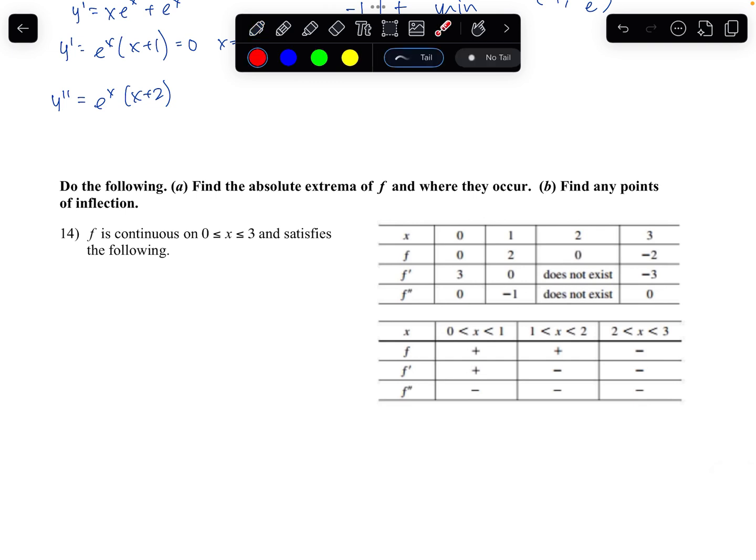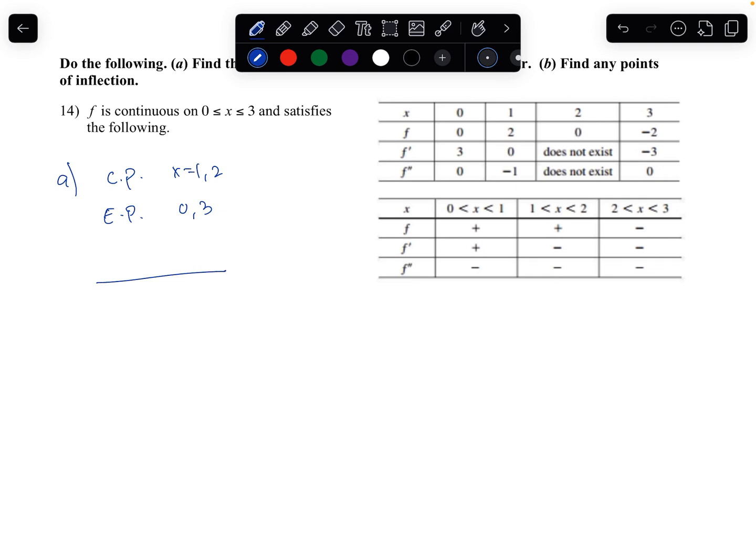Let's check this one out right here. Do the following. A, find the absolute extrema of f and where they occur. So that's the candidates test. For A, let's first find critical points. Critical points are going to be where the first derivative is 0 or does not exist. So the critical points are going to be x equals 1, 2, and then the endpoints are obviously 0 and 3.